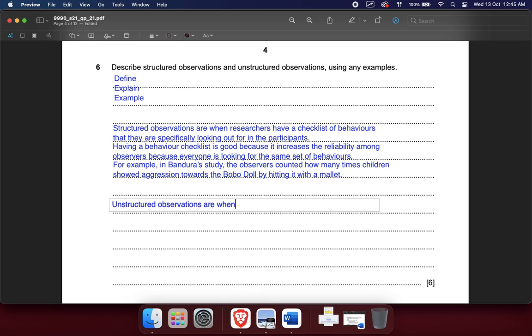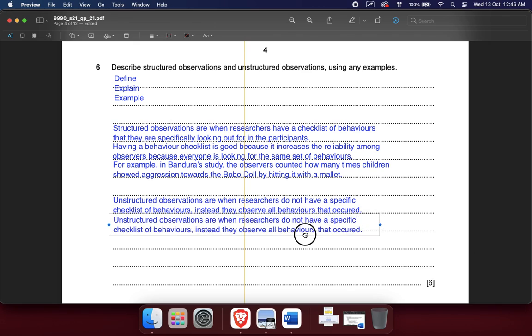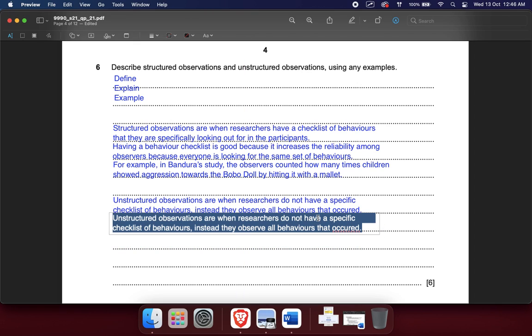observations are when researchers do not have a specific checklist of behaviors. Instead, they observe all behaviors that occur. Okay, so that's the whole purpose of unstructured, is that you don't have a specific list of them. You kind of just want to observe everything, right? Okay, so let's think of something that we can use to extend the answer a little bit further, right? Why is it good to observe all behaviors?